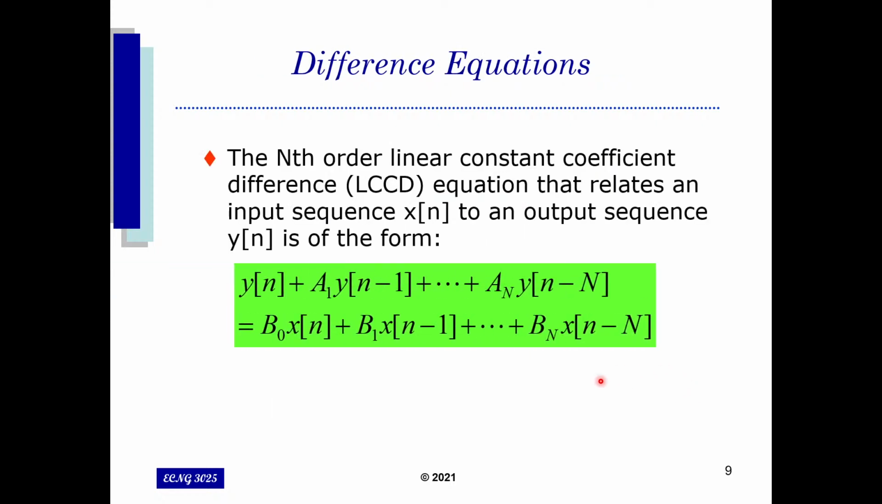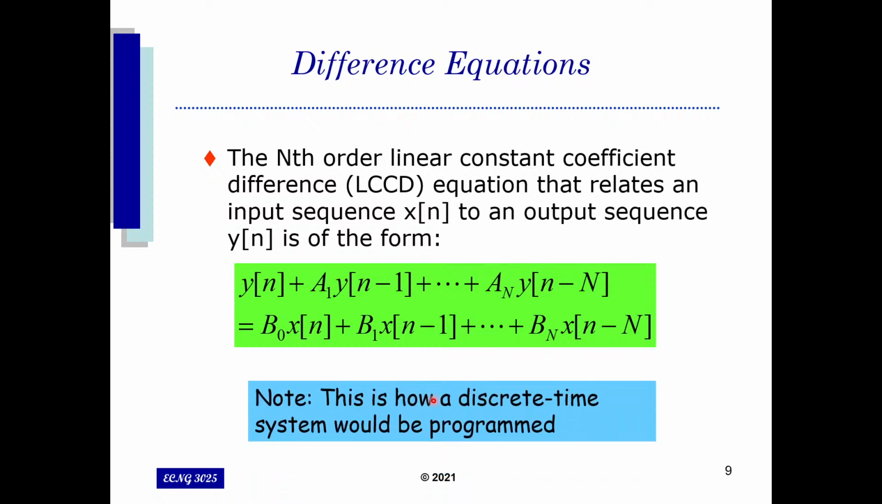So for any general linear constant coefficient difference equation, meaning any general difference equation that you want to have, we can map all the y terms onto the left hand side and all the x terms onto the right hand side, because y terms are generally outputs, x terms are generally inputs. And once we have this formulation, we're able to actually program a difference equation into a discrete time system because of this equation mapping.